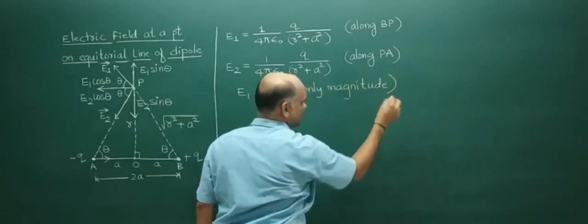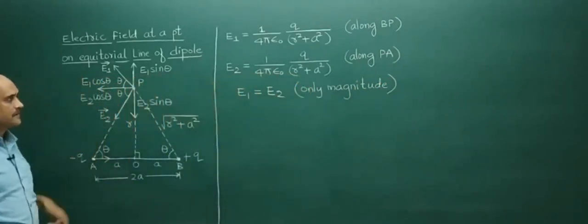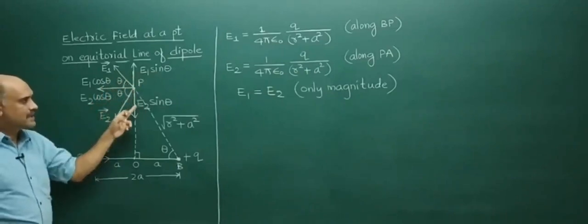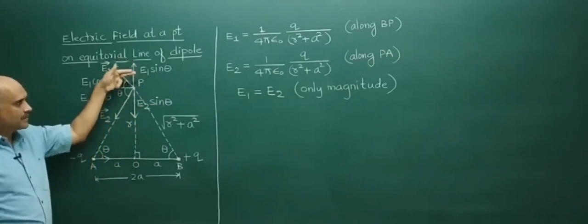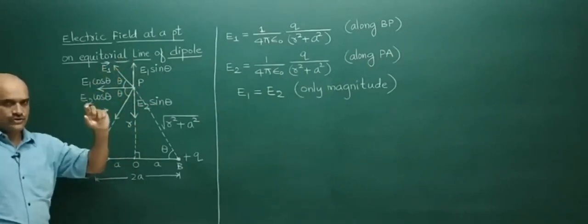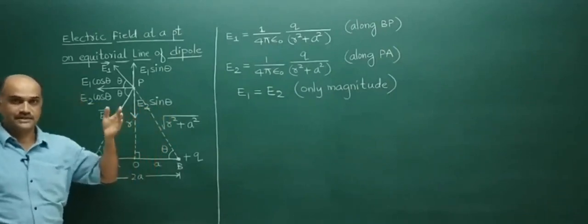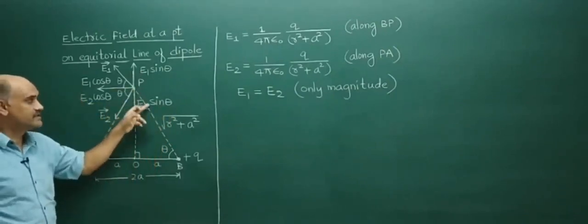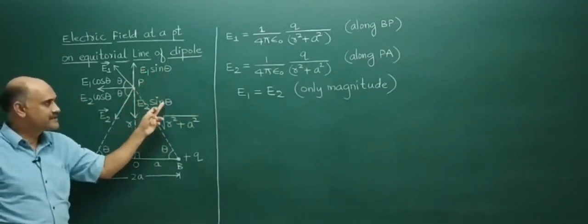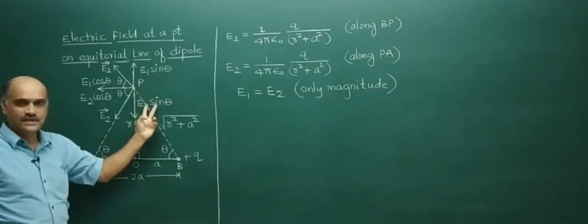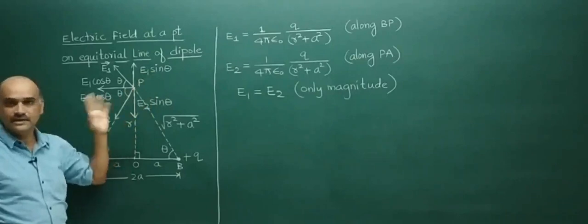Magnitude of both vectors are same. Now if you observe the figure, E1 sin theta and E2 sin theta are in the same line but in opposite direction. So if two vectors are in the same line in opposite direction, we take the difference of these two. But as E1 is equal to E2 and theta is the same, these two are the same. So the resultant of these two will be 0 or they get cancelled.